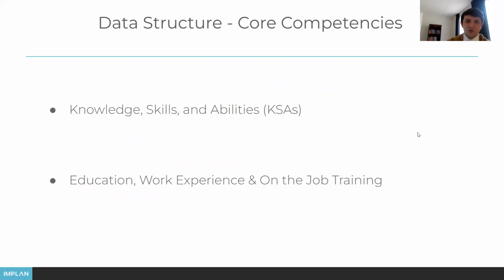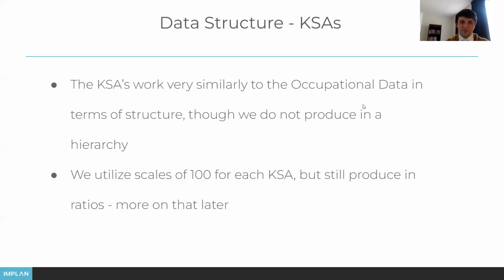So looking at these core competencies, I did break this section into two parts, dividing the knowledge, skills, and abilities, or what we refer to as the KSAs, from education and then the work experience and on-the-job training categories. This was done because there are some different assumptions and levels of effort that go into producing each of these kinds of data that really keeps them distinct. So the KSA work is going to be first.